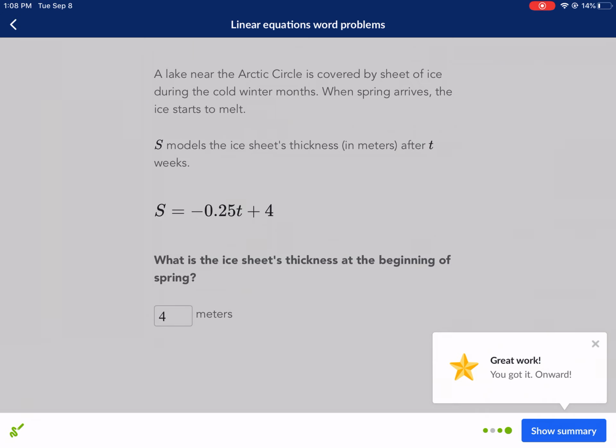All right, a little stumble on the second one. I hope you guys understand why I got it wrong. Hopefully you won't make the same mistake.